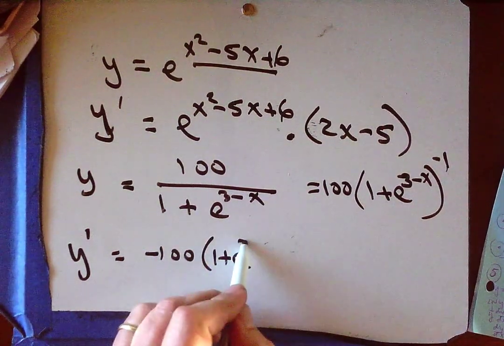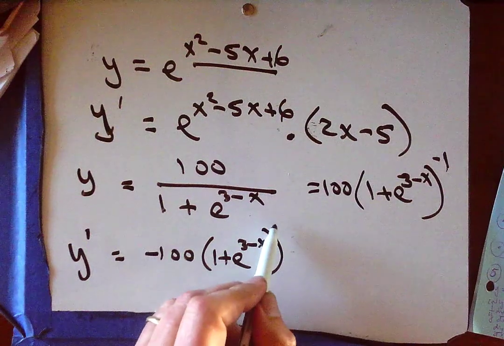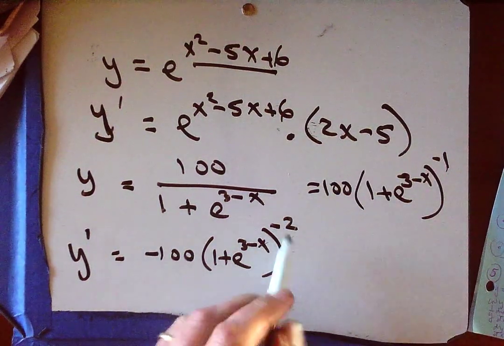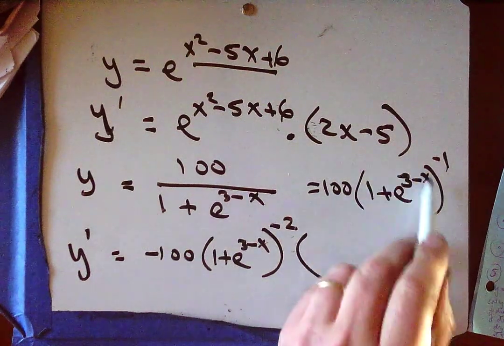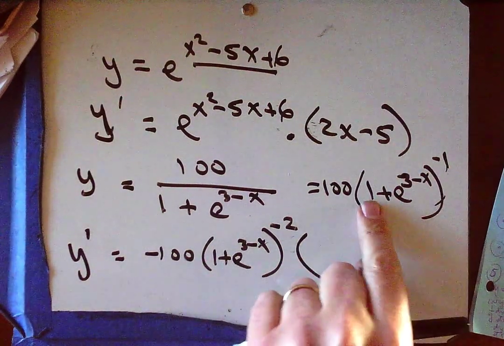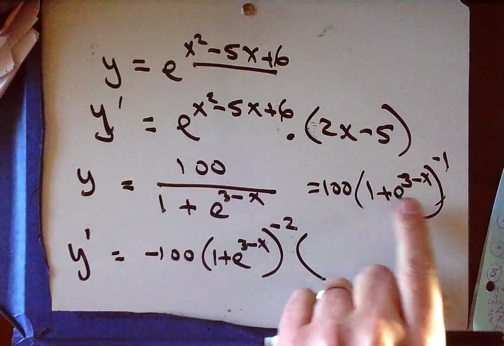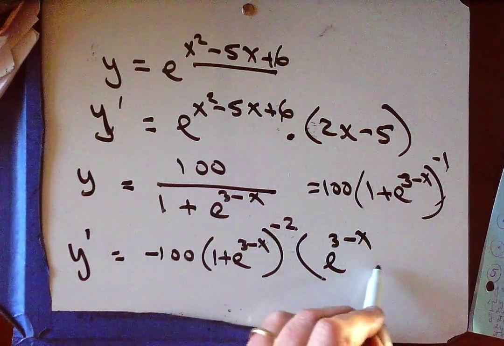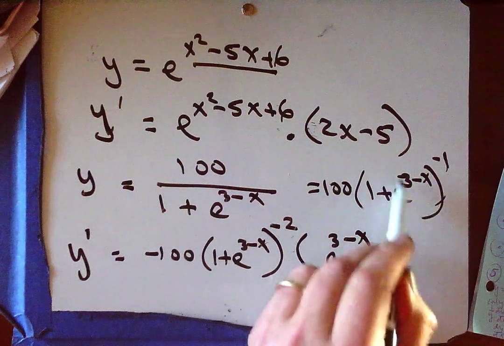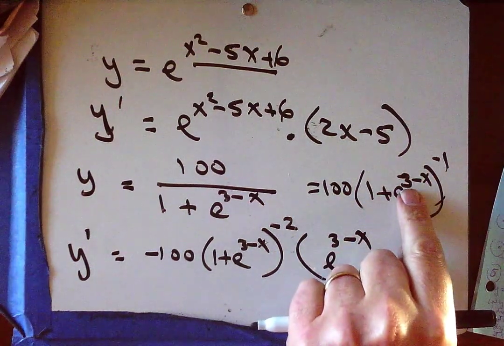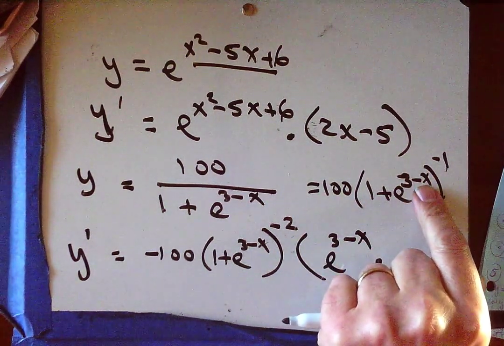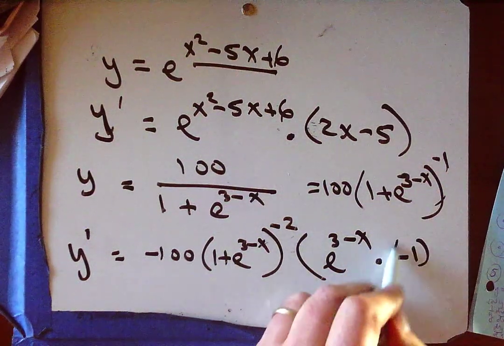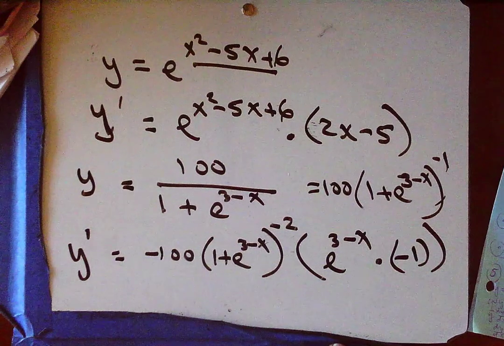1 plus e to the 3 minus x to the negative 2, right? You bring it down, you subtract 1, times the derivative of the inside. The derivative of 1 is 0. The derivative of e to the stuff is e to the stuff times the derivative of stuff. Derivative of 3 is 0, and I can't tell you how many people forget the derivative of negative x is negative 1. Wow, look at that.